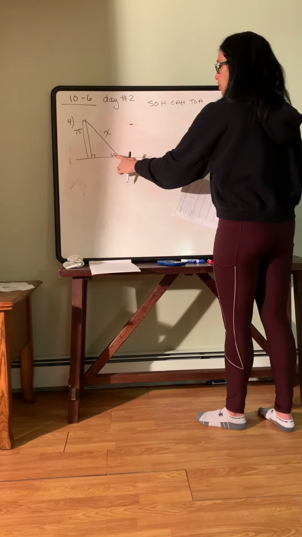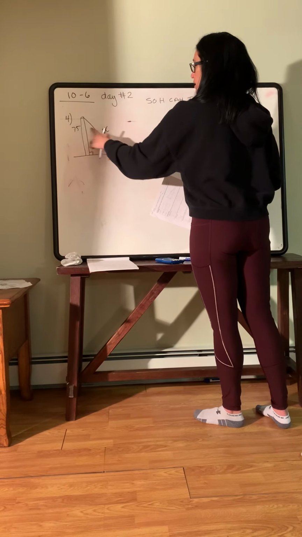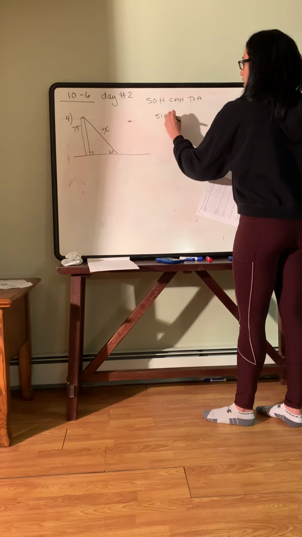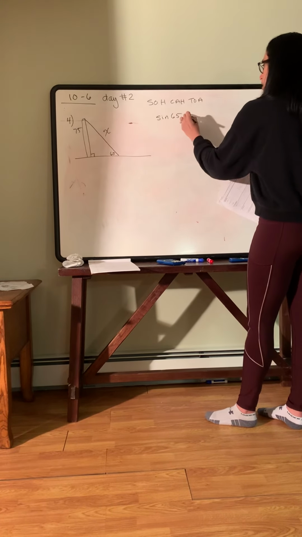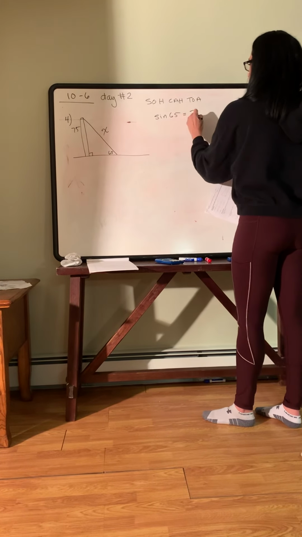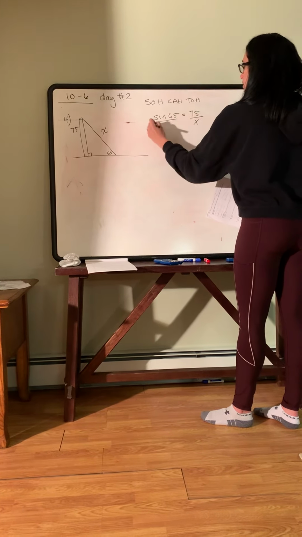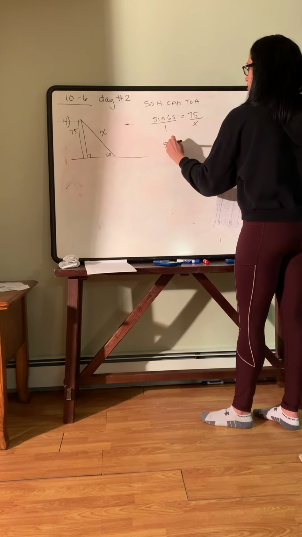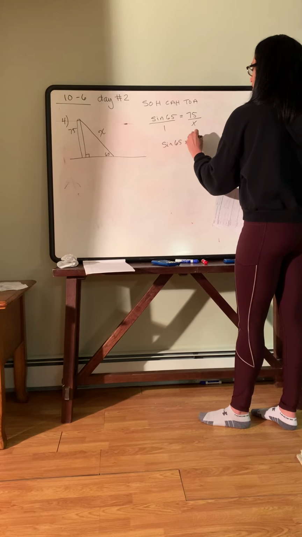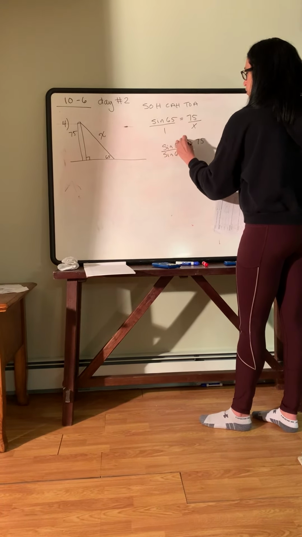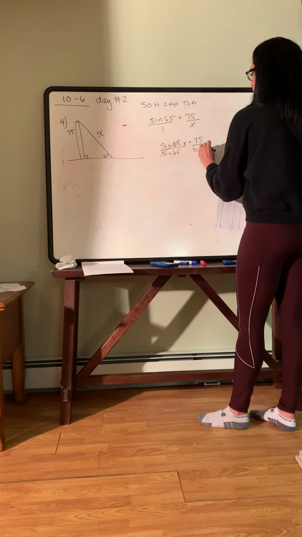Always start with SOHCAHTOA. So from this angle, what are they giving us? They're giving us opposite and hypotenuse. Opposite and hypotenuse is sine. So we're doing sine of 65 equals opposite over hypotenuse, 75 over x. Set it up as a proportion, cross multiply, I get sine 65 x equals 75. To get x by itself, divide both sides by sine 65.